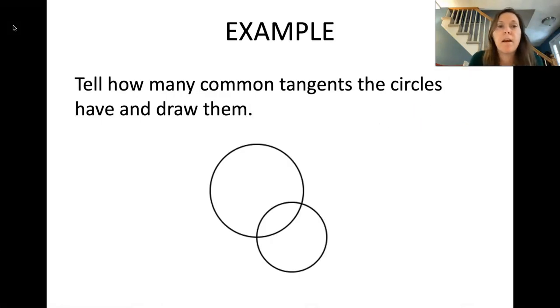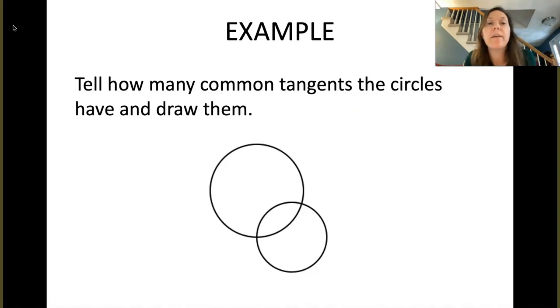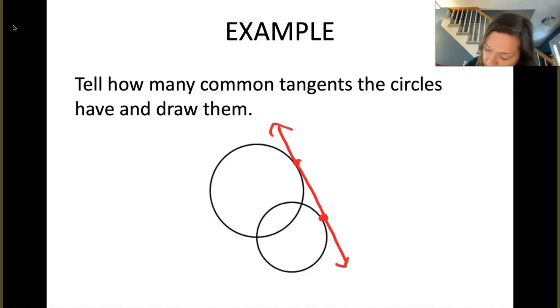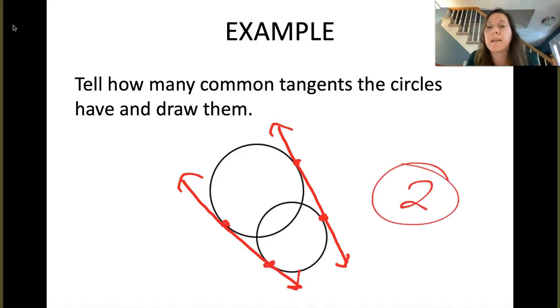Okay. All right, so here are some examples. Tell how many common tangents the circles have. Here we have two overlapping circles. So I have a common tangent. I'm going to pretend I hit it there. I have a common tangent there, and I can do a common tangent over here. So I would have two common tangents.